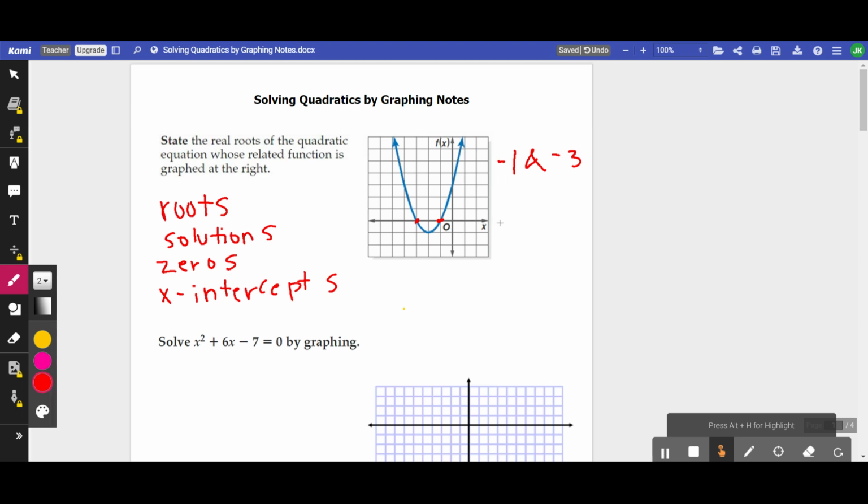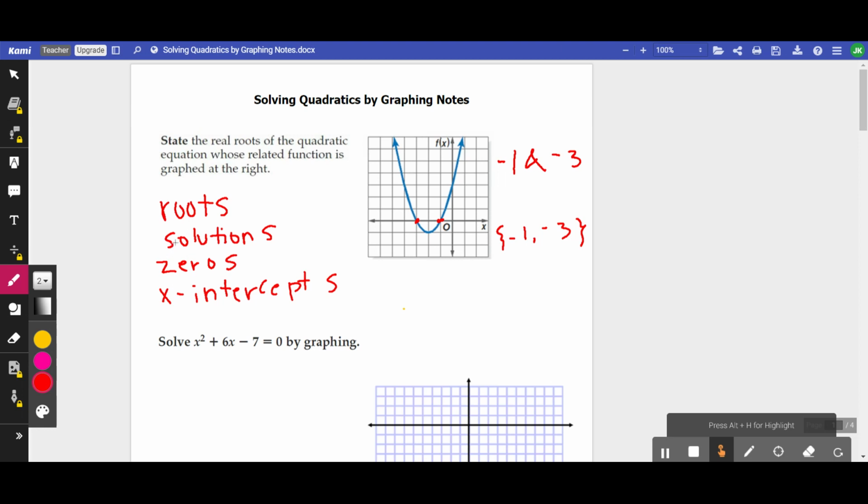Sometimes you may see them represented inside brackets, so you could see -1, comma, -3. If you see them inside the brackets, just know that it can't be parentheses, because if it was parentheses, it would be an ordered pair. You don't mean left 1, down 3. You mean -1 and -3. So you can write it this way with an "and," or with the brackets and a comma in between. So that's what the roots would be for this quadratic that's graphed there. They could refer to it any of these four different ways. It's asking you for the same thing.